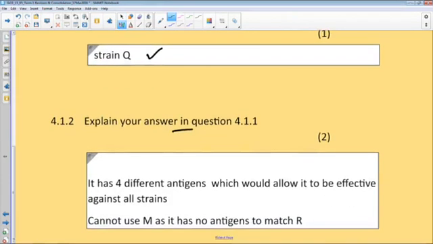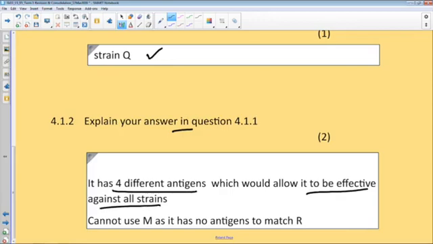So let's look at this. Remember, we counted out the surface antigens. Definitely it has four different antigens, which would allow it to be the most effective against all the strains.